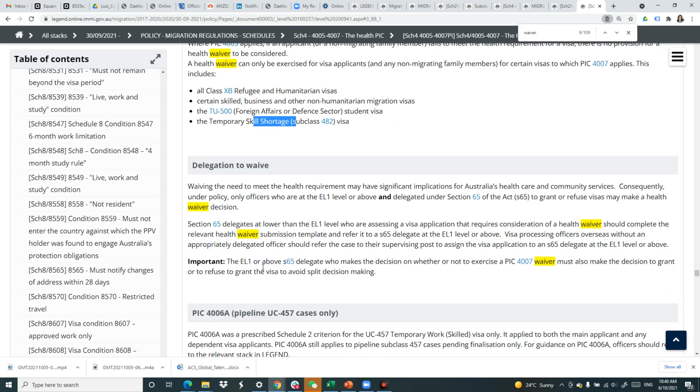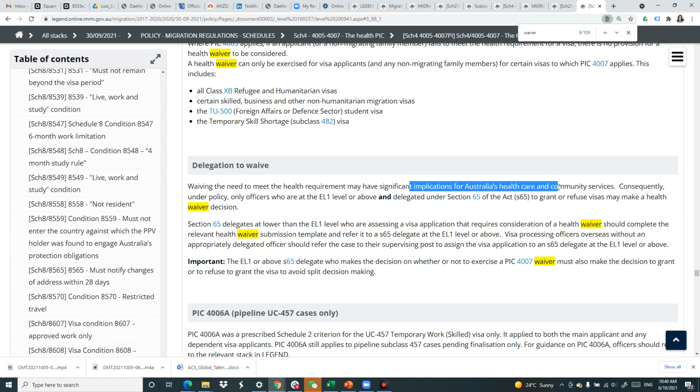Well, waive is a legal term of waiver, which means we as immigration consultant specialists ask the department: I understand one of the candidates has this health problem, which is one of the major ones, but please waive this health requirement so they can meet the requirement, even though they have one of the illnesses. Now, waiving the need to meet the health requirement will have implications.